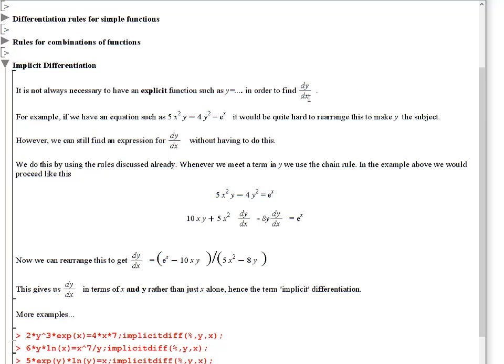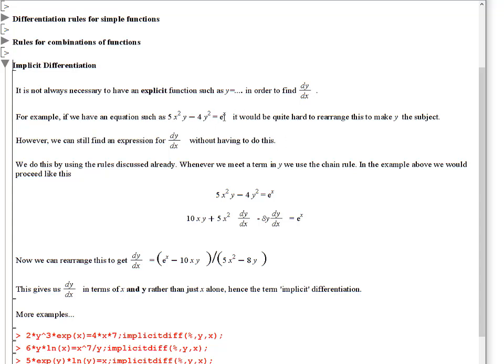So when we're differentiating, normally we're trying to find dy by dx. But it's not always necessary to have an explicit function to start with where y is equal to something. So you don't always have to start with y equals something to get to the derivative. For example, something like this.